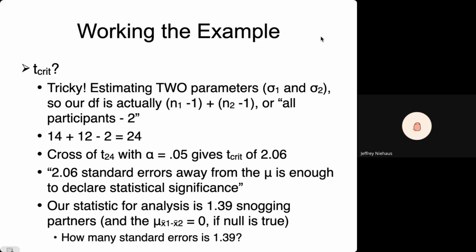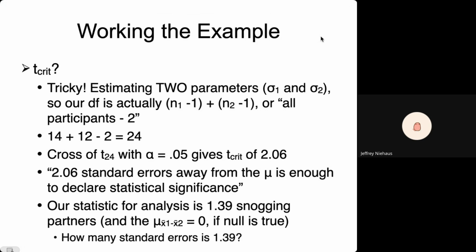When you are getting the degrees of freedom for an independent samples t-test, what you're going to do is add the degrees of freedom from the first group to the degrees of freedom from the second group. That's number of people in the first group minus 1 plus number of people in the second group minus 1. Or, if you want to make it easy, add everybody in both groups together, and subtract 2. So in this case, 14 Hufflepuffs plus 12 Ravenclaws is 26, minus 2 is 24. So degrees of freedom in this example is 24 degrees of freedom.